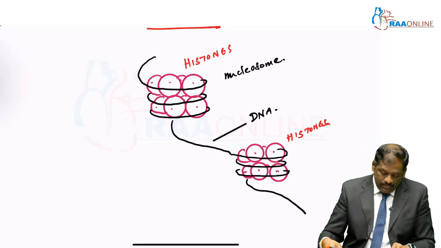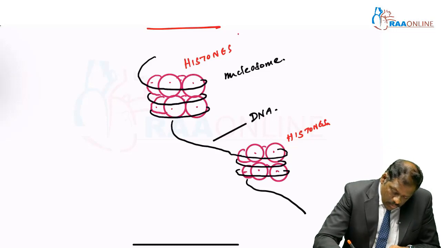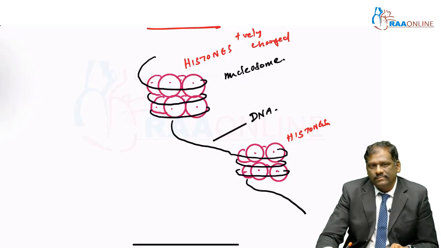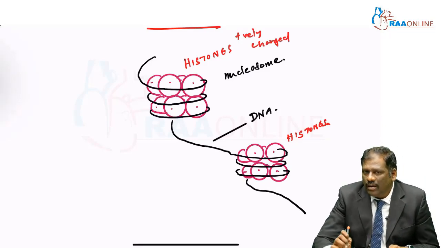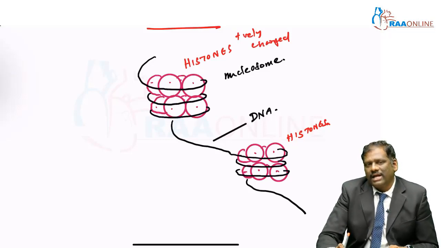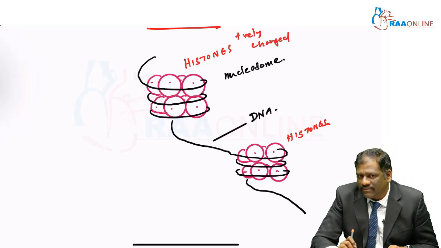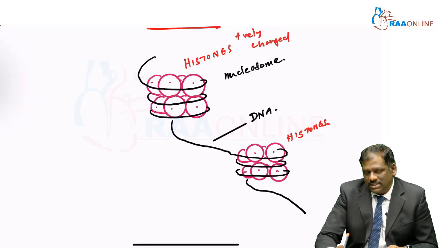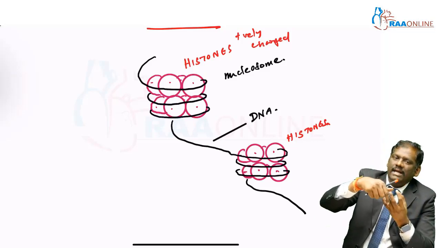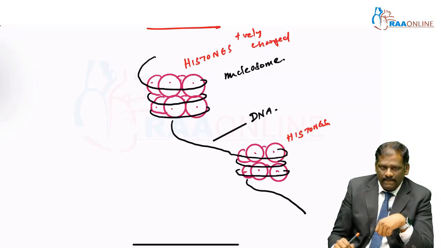Now, these histones are what charged? These histones are positively charged. Because of their positive charge, they are able to connect with the DNA. DNA has what kind of charge? DNA has a negative charge. So it is through this simple charge mechanism that the highly negatively charged DNA winds around the positively charged histones.